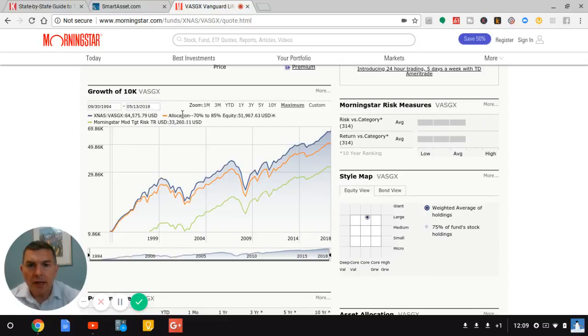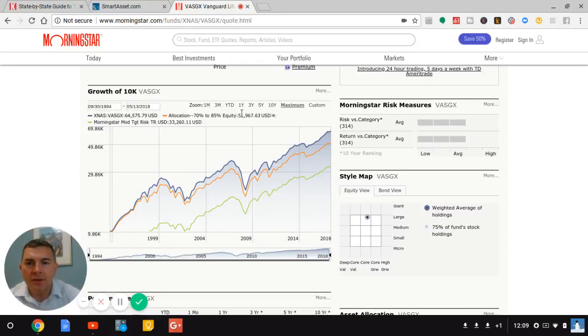That's the allocation. That's the Morningstar moderate target risk total return. I don't know. See, this is where I talk about the benchmark. I don't know what that is. Morningstar will define it someplace, I'm sure, but I don't know, and frankly, don't really care. But whatever. This fund did better than that, but that doesn't mean anything. I couldn't invest in that if I wanted to.